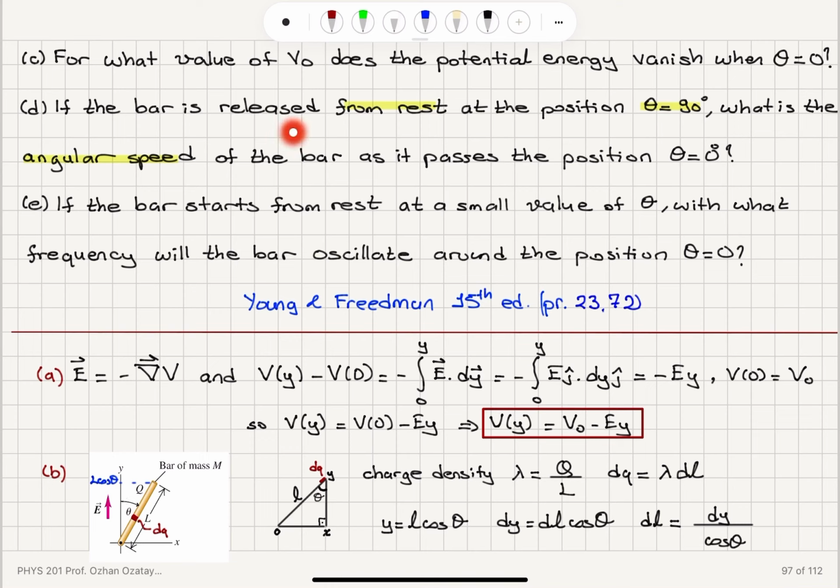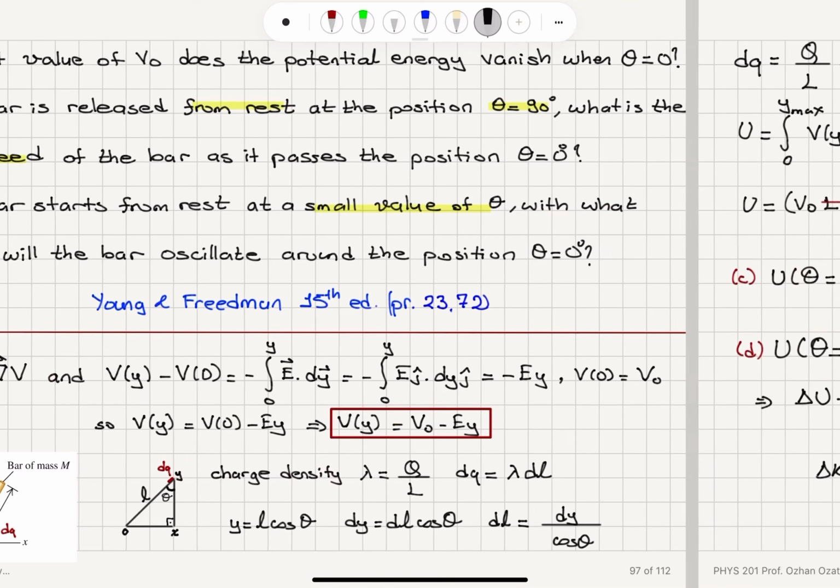Then we released the bar from rest at the position 90 degrees and found the angular speed at theta equal to 0 degrees using conservation of energy. Now part E says, if the bar starts from rest at a small value of theta, so a small value of theta around 0, with what frequency will the bar oscillate around the position theta equal to 0 degrees?